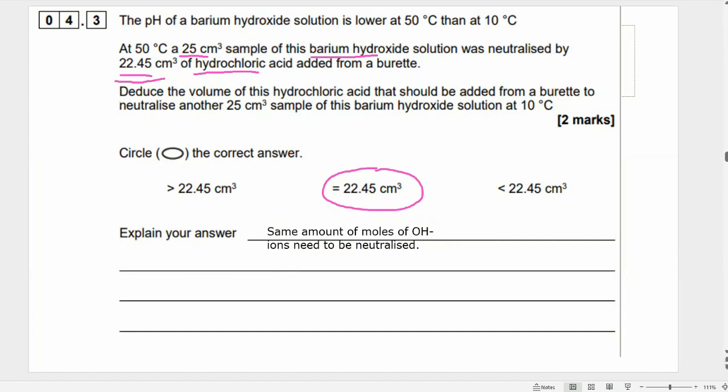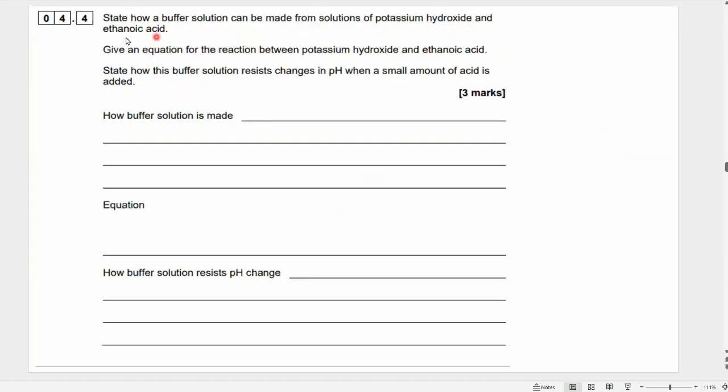Okay, let's move on. A buffer solution can be made from solutions of potassium hydroxide and ethanoic acid. Give an equation for the reaction between the potassium hydroxide and the ethanoic acid. State how this buffer solution resists changes in pH when a small amount of acid is added. Okay, so all we want to do here is how's a buffer solution made? Well, a buffer needs to contain, so just some notes. What is a buffer solution? A buffer needs to contain a weak acid and the salt of the weak acid. So essentially, we're going to carry out this reaction.